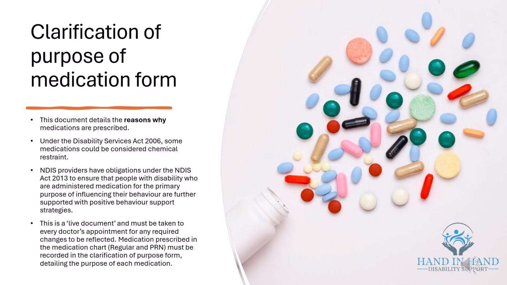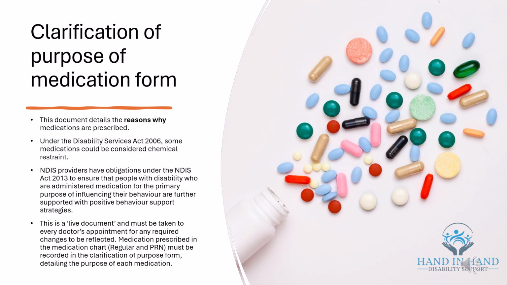Clarification of purpose of medication form. This document details the reasons why medications are prescribed. Under the Disability Services Act 2006, some medications could be considered chemical restraint. NDIS providers have obligations under the NDIS Act 2013 to ensure that people with disability who are administered medication for the primary purpose of influencing their behavior are further supported with positive behavior support strategies. This is a live document and must be taken to every doctor's appointment for any required changes to be reflected.